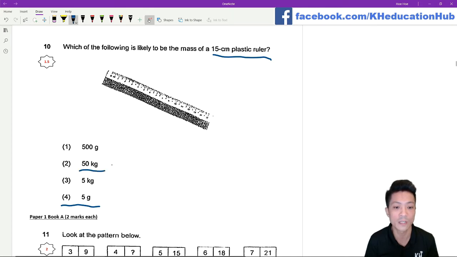If you choose 50 kg, I don't know what that is. Something that's going to be very heavy. If you're bringing something that's 500 grams, you're probably carrying a weapon. It's not a plastic ruler. Okay, so a plastic ruler is about 5 grams.